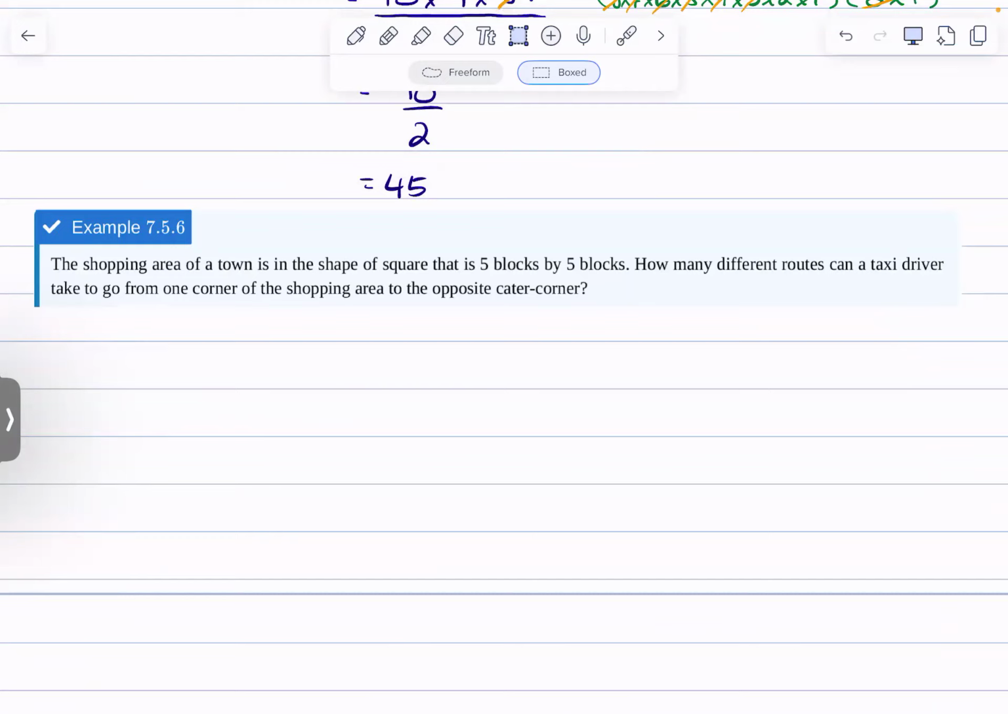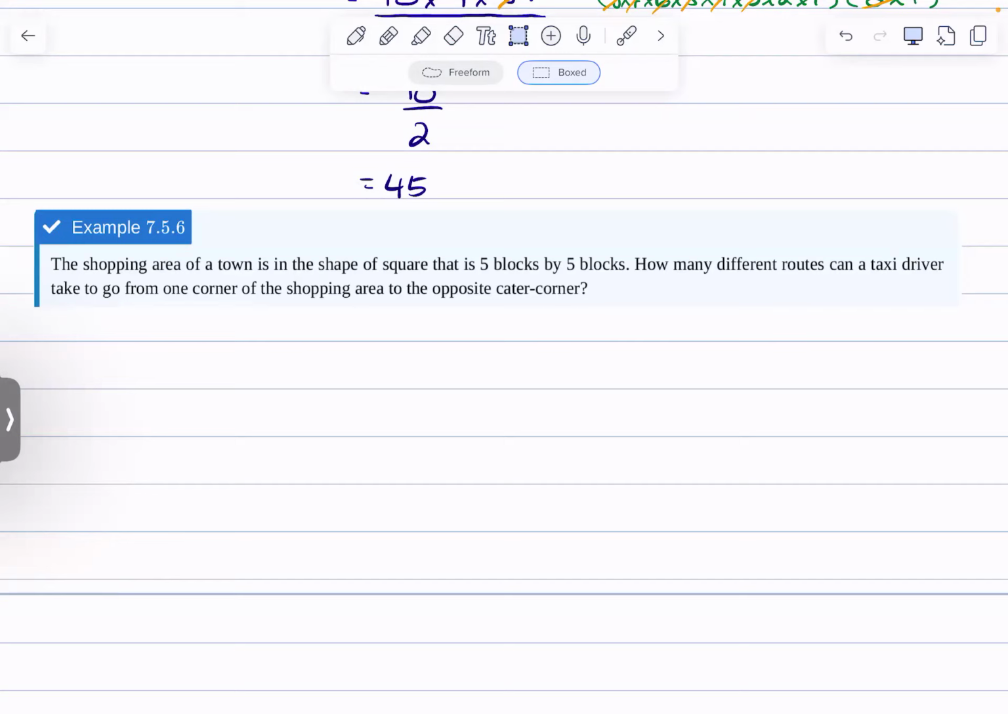How about this one? I skipped this one. I did the other one. That's fair. Well, I don't know if I did it right. The shopping area of a town is in the shape of a square that's 5 blocks by 5 blocks. How many different routes can a taxi driver take to go from one corner of the shopping area to the opposite?